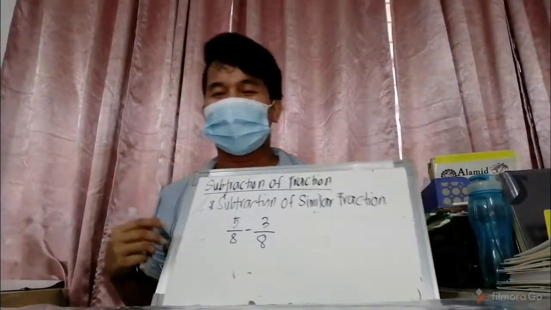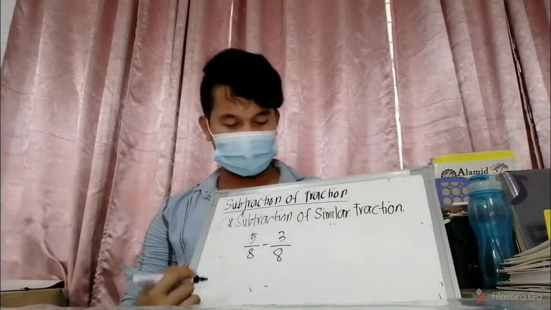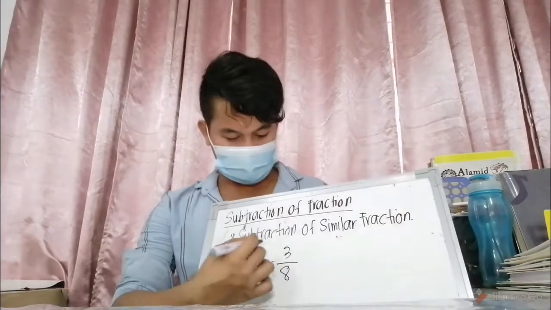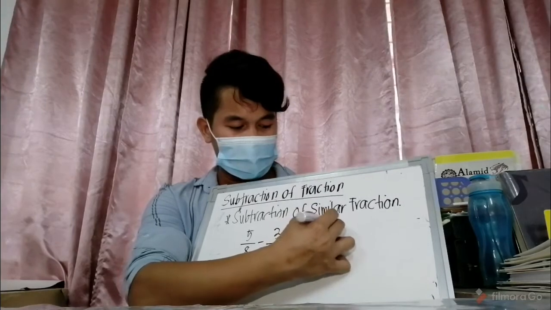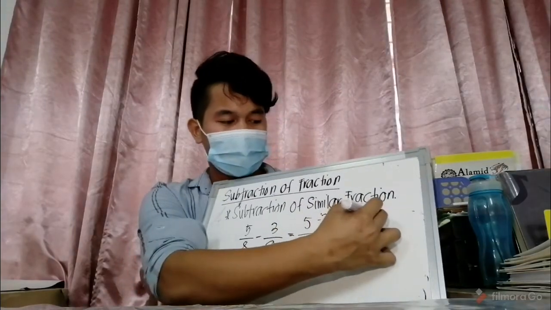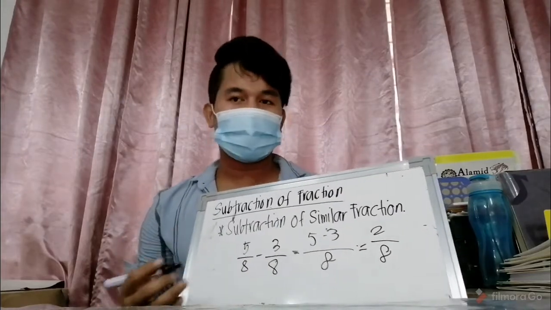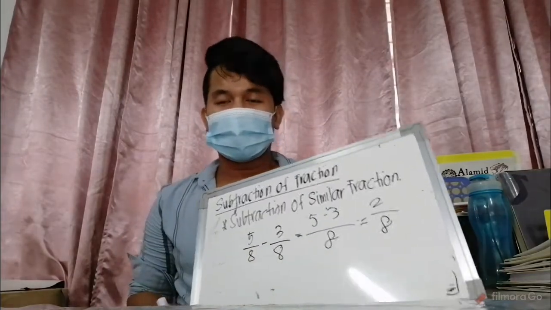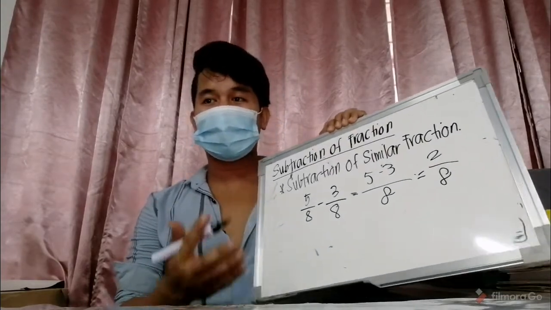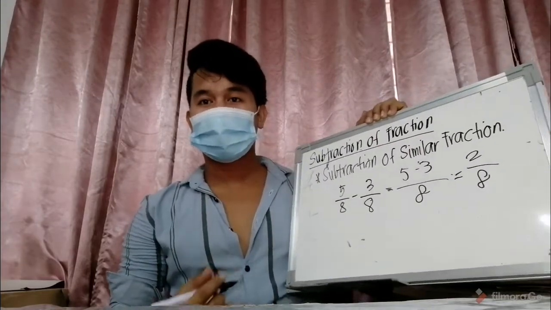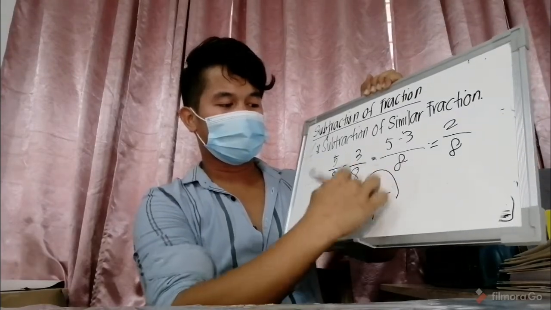So let us have another example. Let us try to subtract 3 over 8 from 5 over 8. As you can see, they do have the same denominator. That's why we just need to subtract the numerators. So we have 5 minus 3 over 8, which is equal to 2 over 8. And 2 over 8 can be put in its simplest form. The simplest form of 2 over 8 is 1 over 4, by dividing both numerator and denominator by 2. So the answer here is 1 over 4.